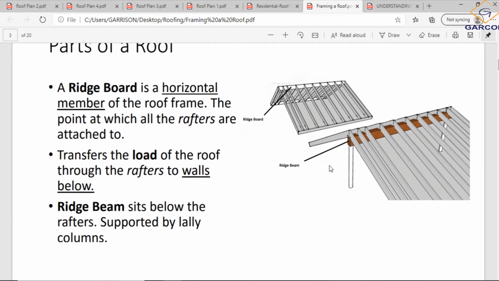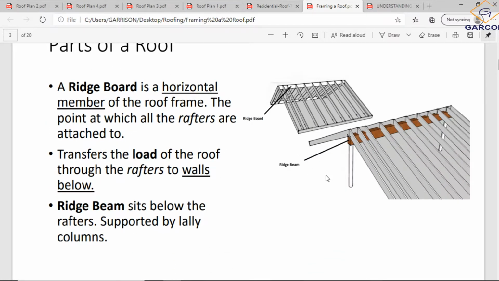Alright, parts of the roof. First part, the ridge board. The ridge board is basically the peak where all of the rafters meet. So you call that the ridge board or the ridge beam. This is the ridge board, at the peak where all of the rafters meet. Or this is a ridge beam. So it depends on the type of roof you build. It can come in different patterns or different ways. But up at the peak of the roof, you call that the ridge.